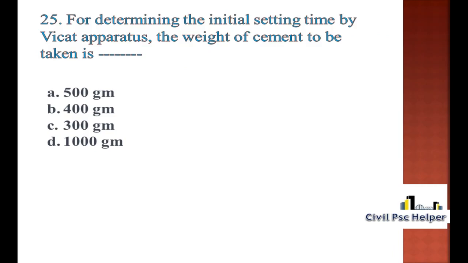25th question. For determining the initial setting time by Vicat apparatus, the weight of cement to be taken is option A 500 gram, option B 400 gram, option C 300 gram, option D 1000 gram. To determine the initial setting time by Vicat apparatus, the weight of cement to be taken is 300 gram. Option C is correct.